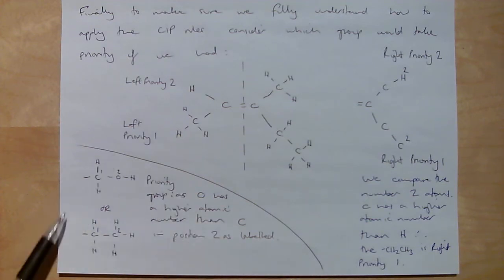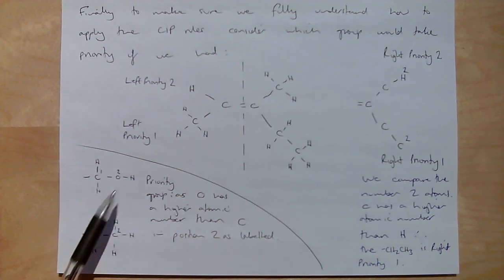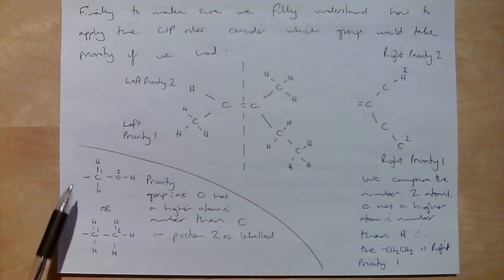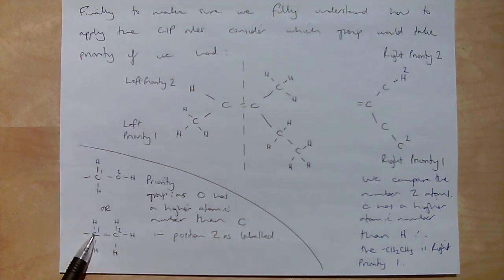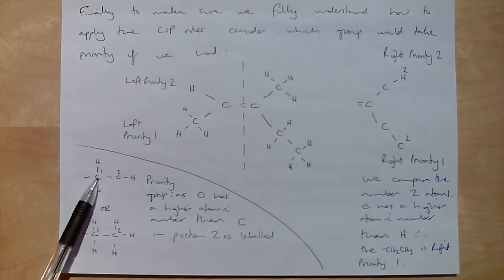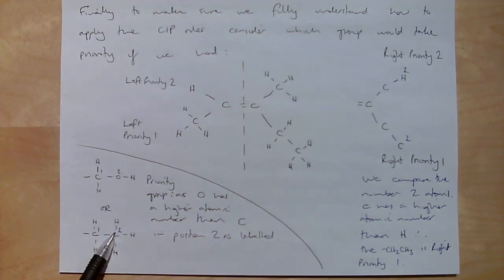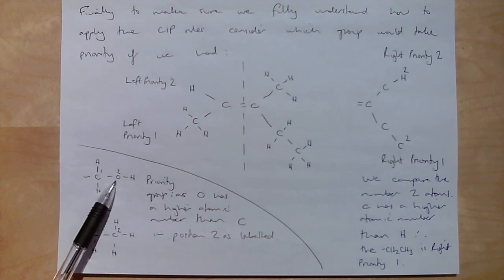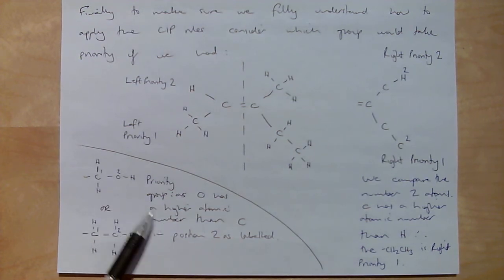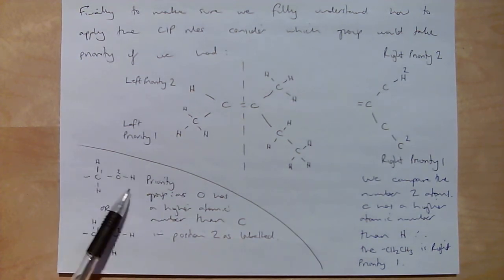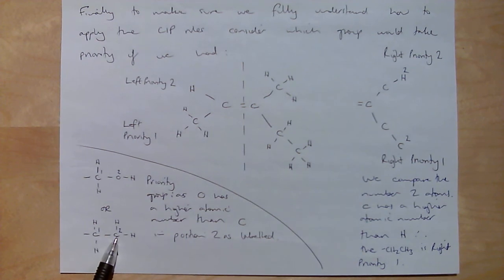Okay, let's have a little look if we had these 2 groups to compare. Okay, I've got this group here with an OH group, and I've got this group here, CH2CH3 group. Okay, so that carbon and that carbon, they're both the same. So then I need to move to the next atom in the chain. That's an oxygen, and that is a carbon. Oxygen has a higher atomic number than carbon, therefore this group would take my priority. CH2OH would be my priority group because the oxygen there has a higher atomic number than the carbon there.